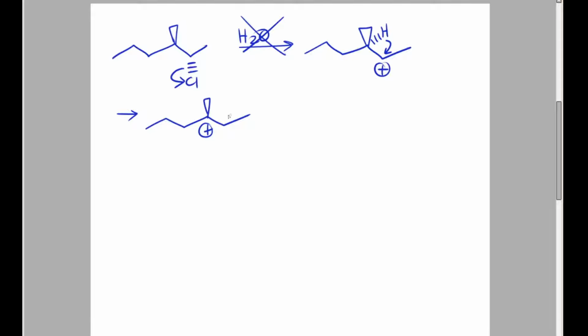And actually, in this case, there's no stereochemistry because there's only 3 bonds to this carbon atom instead of 4, so we can't even assign stereochemistry. So I'm just going to represent it with a line. Now we can bring water back into the equation.